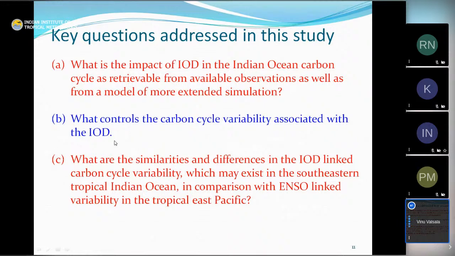Variability associated with the IOD, and what are the similarities and differences in the IOD-linked carbon cycle variability which may exist in the southeastern tropical Indian Ocean. We are not very sure before the beginning of this research, but we anticipate it should have some impact. So we should look at the model with longer simulation and bring out the variability of our interest, in comparison with the ENSO-linked variability in the tropical Pacific, and how they compare with each other. So these are the three questions we addressed in this study.